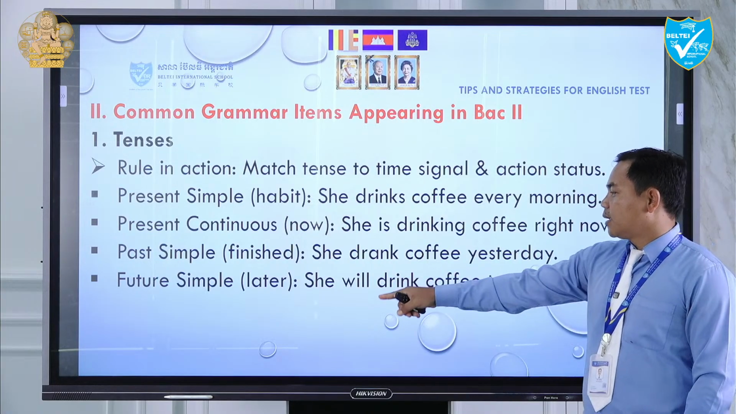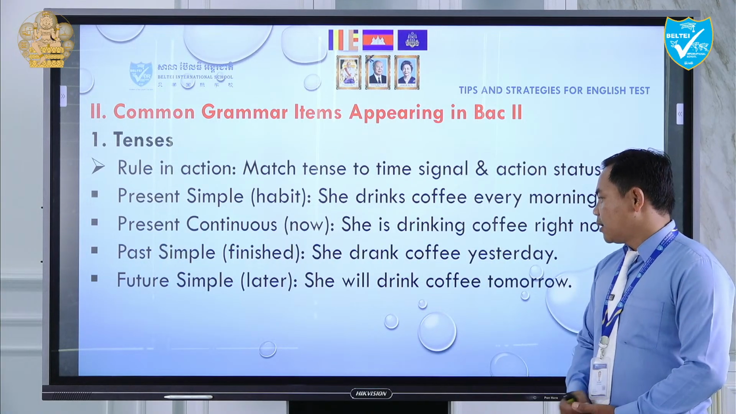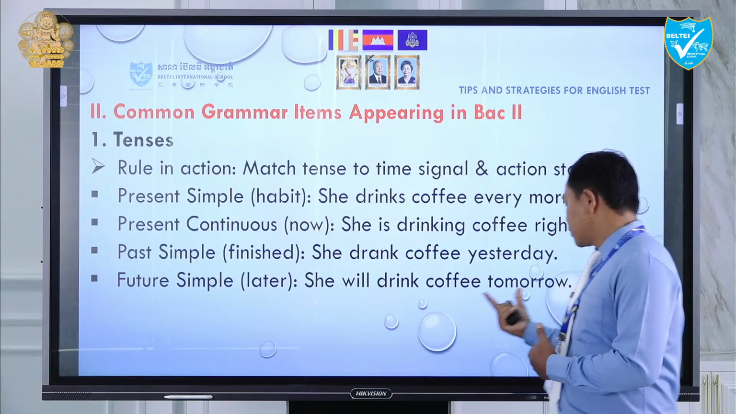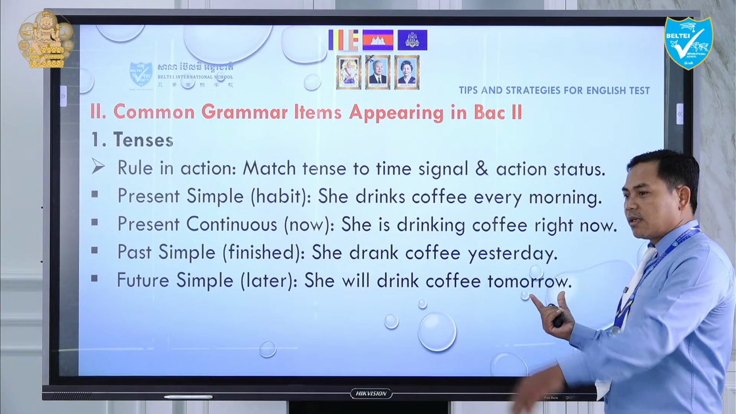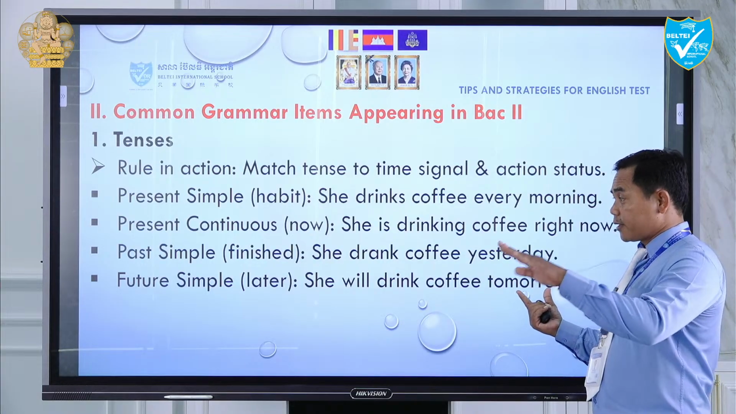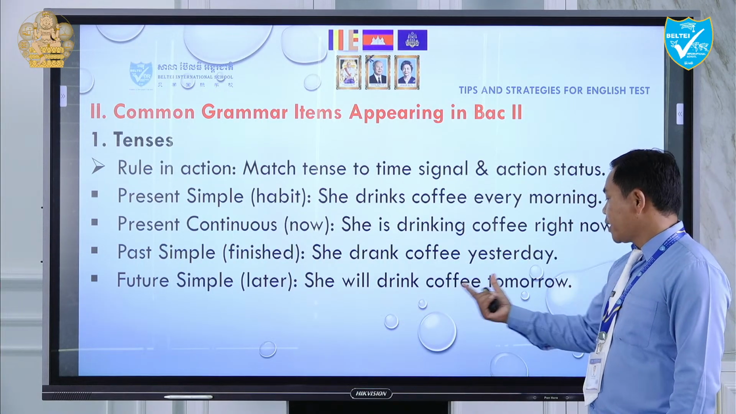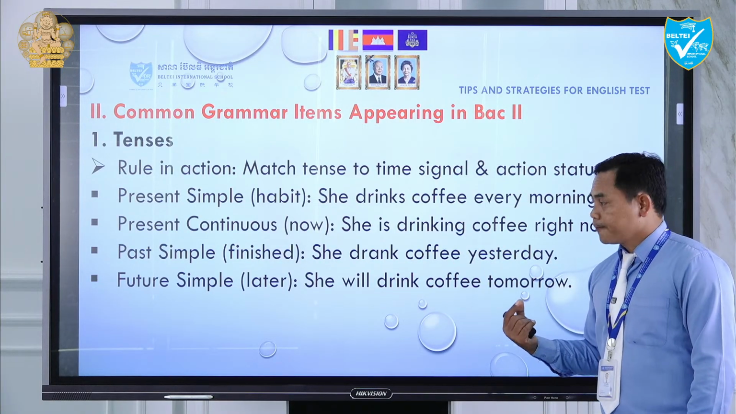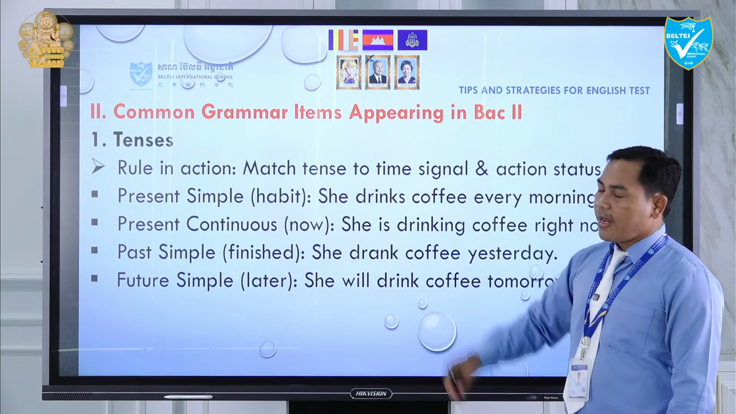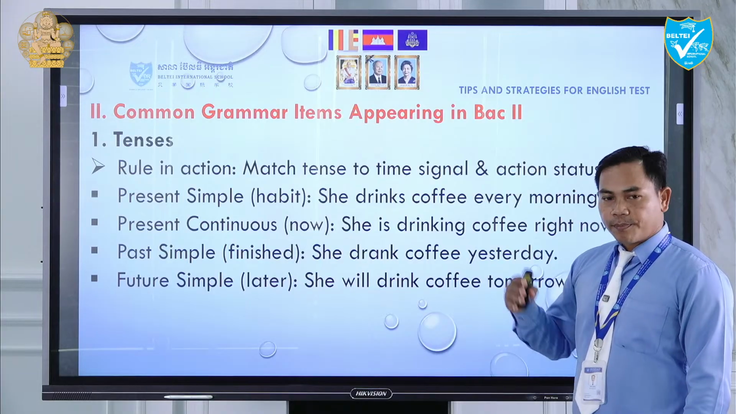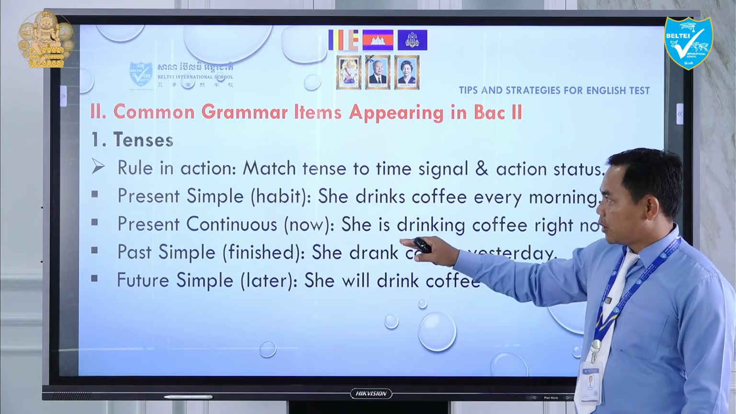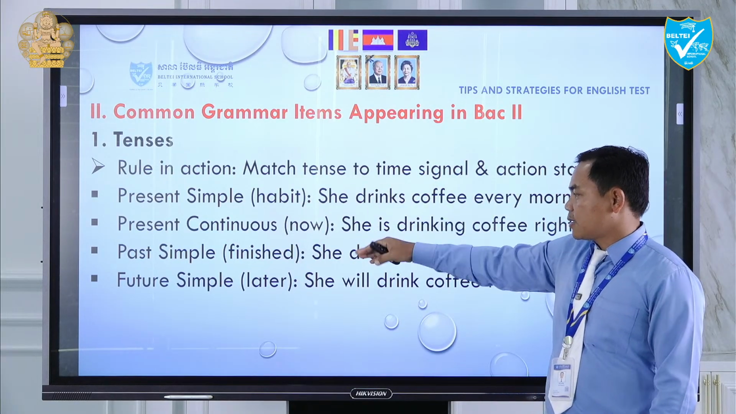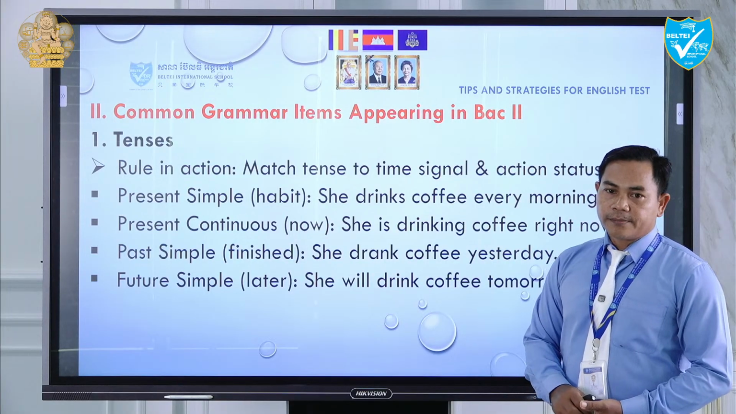Future simple is something that happens later. She will drink coffee tomorrow. "Will drink" has not happened yet, and "tomorrow" also expresses a later time, not now. She will drink coffee tomorrow: "will drink" and "tomorrow" agree with each other. So this is about tenses that you have to learn and practice more in order to achieve your goal. Tenses can be present simple, present continuous, past simple, or future simple.